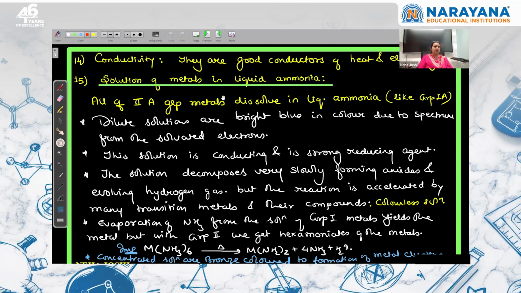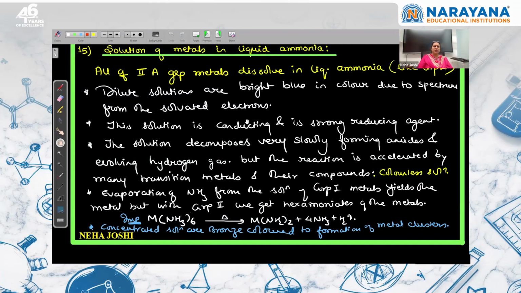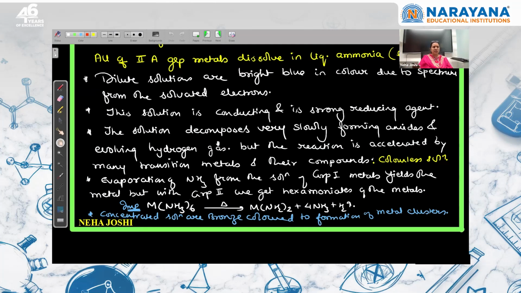Conductivity, yes, they are all good conductors. Solution of metal in liquid ammonia, same as group 1. Nothing new. Same blue solution, same ammoniated electron. If concentration is increased, you will have bronze color, due to formation of metal clusters. Everything is the same. Nothing new.